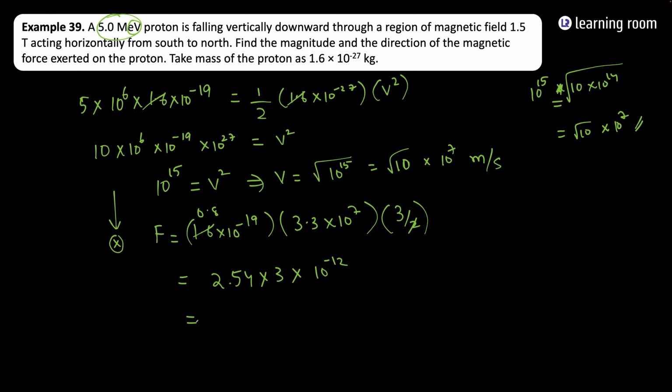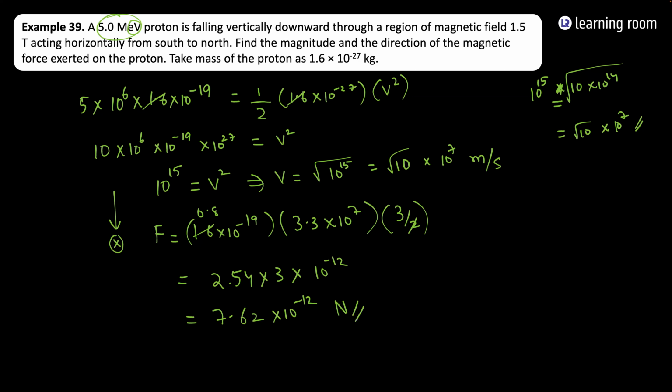So 254 into 3. 12, 6, 7. So 7.62 into 10 power minus 12 Newton. So 7.62 into 10 power minus 12 Newton. Let me check. Yeah. 7.56 is what they have given.